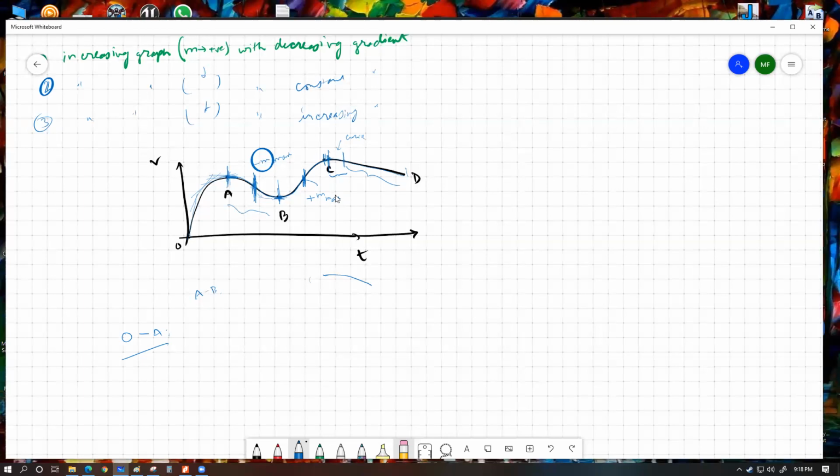The object starts from rest, accelerates from O to A point, comma, with decreasing acceleration, slash. Value of the acceleration decreases.